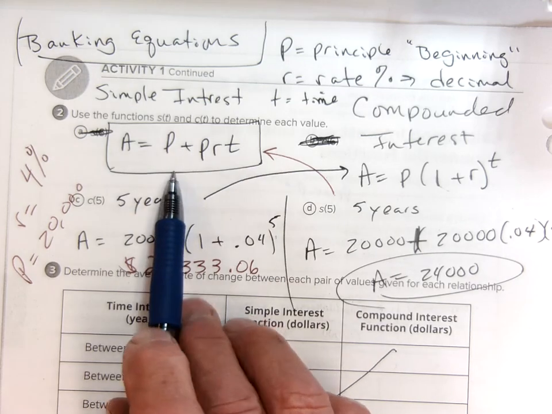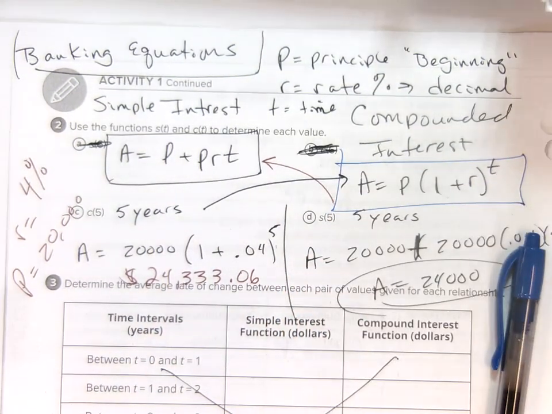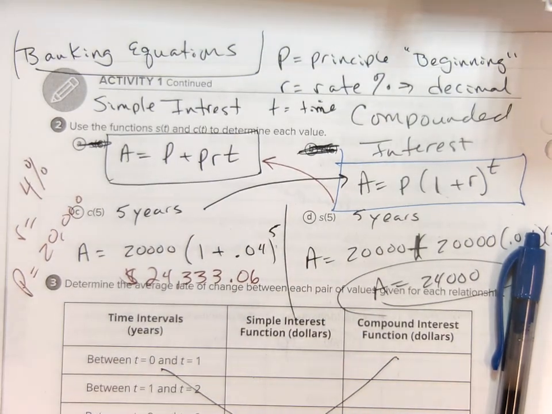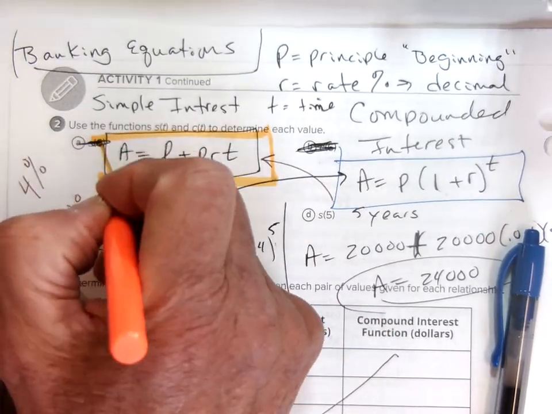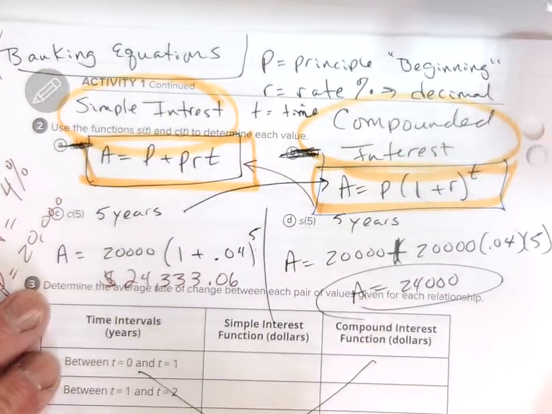So these are the formulas you need to know. These two formulas, I'll highlight them. Make sure these are in your notes for our test. Okay, simple interest, compounded interest. Okay, and that's all I have.